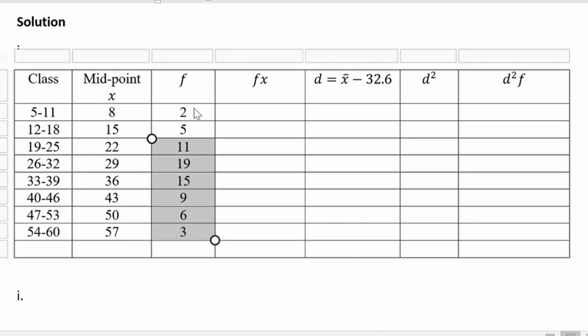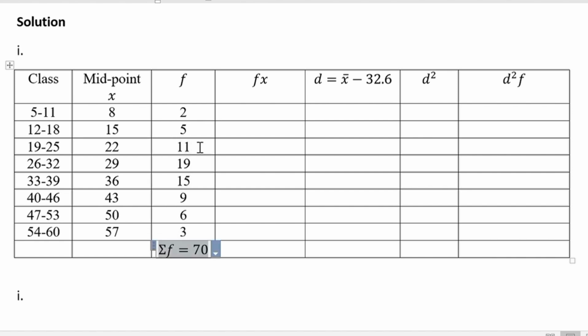Now we shall need the total for column F. Therefore, we calculate it, and that gives us summation f equal to 70. We simply add these ones to get that. When you add them, you get 70.